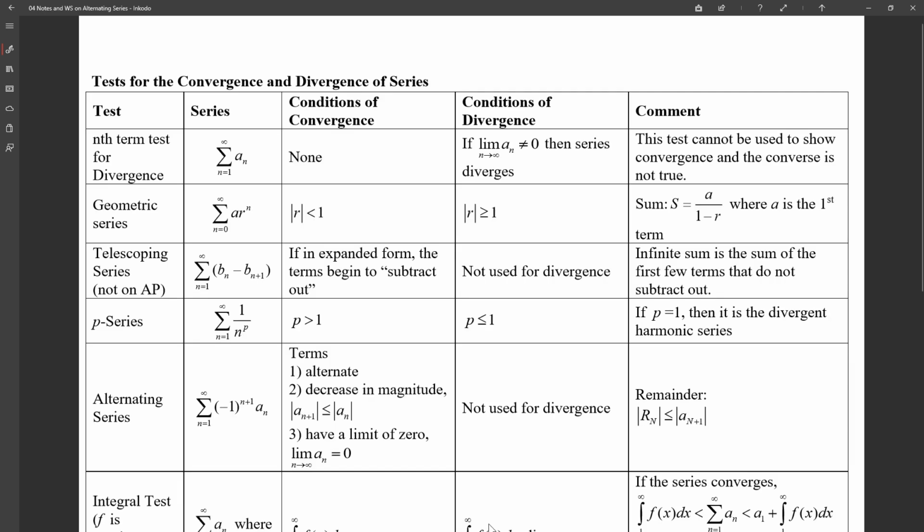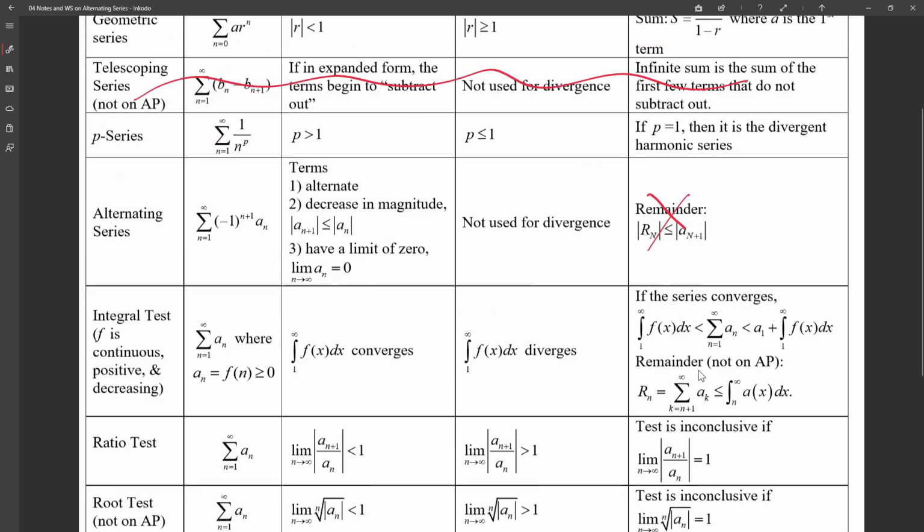All right, let's look at the last page of your formula sheet. Nth term test for divergence is not going to be on the AP exam this year. Geometric series will be, telescoping never is, P-series will be on the AP exam, alternating series will be on the AP exam, but this remainder part will no longer be on the AP exam for 2020.